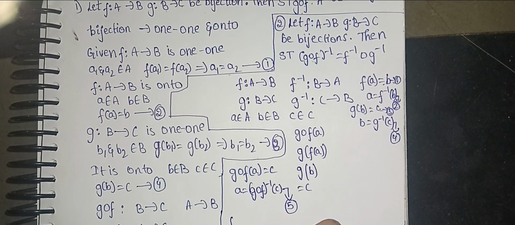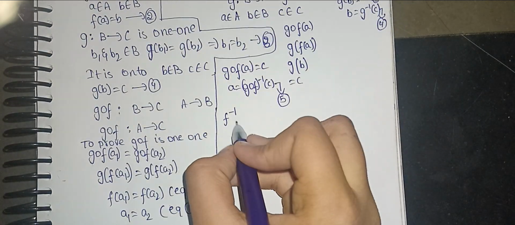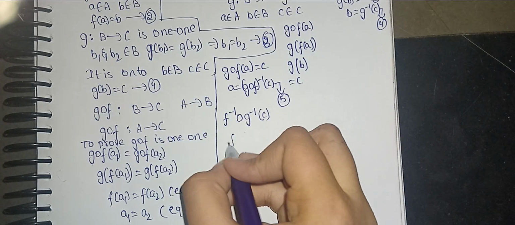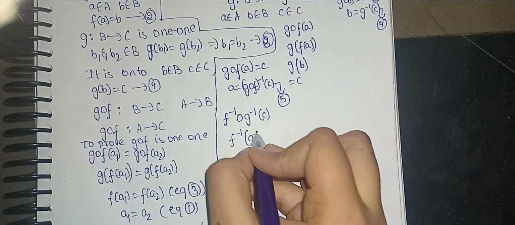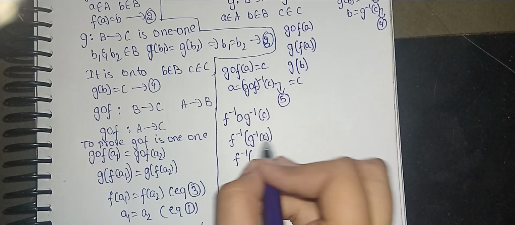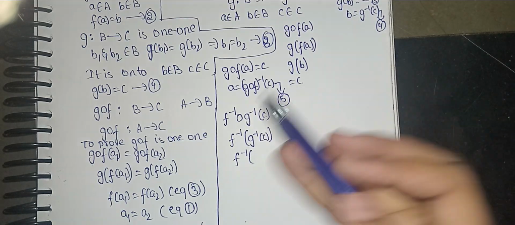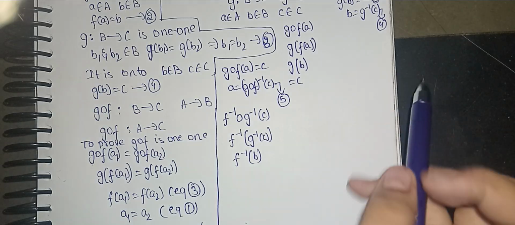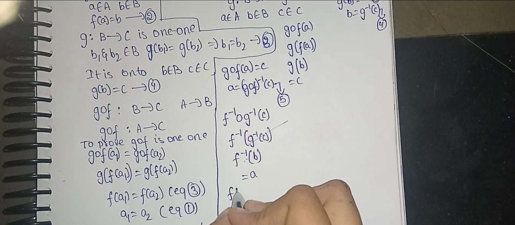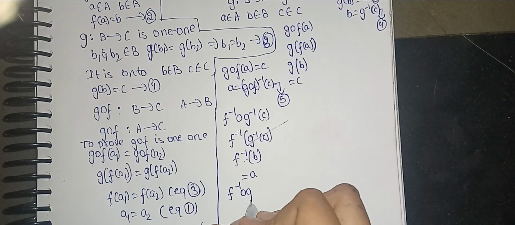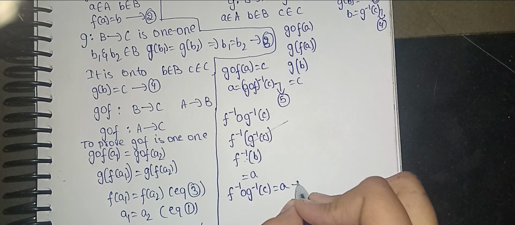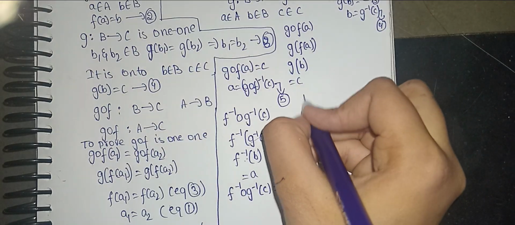Okay. Now f inverse circle g inverse of c means f inverse of g inverse c. What is g inverse c? b. What is f inverse b? a. Means f inverse circle g inverse c is equal to a. This is sixth equation.